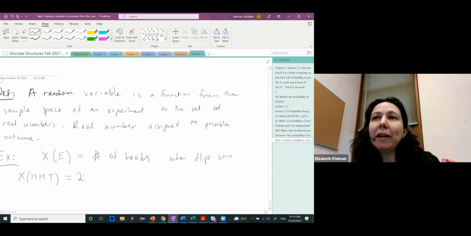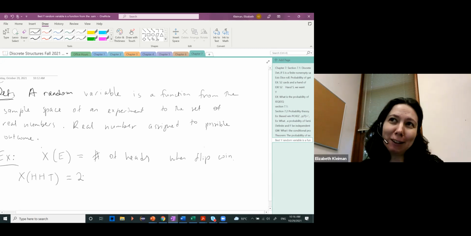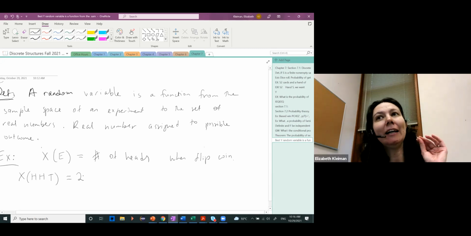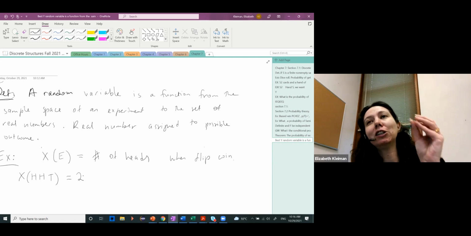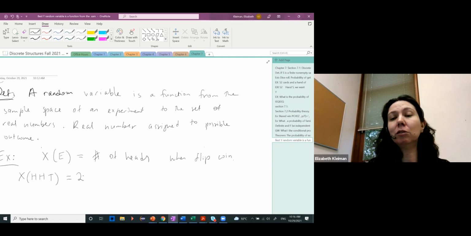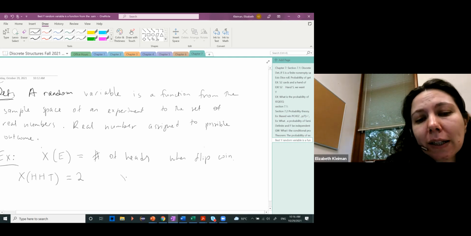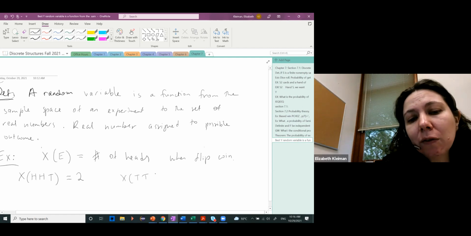Now, a random variable can be used to calculate different probabilities and so on. But by itself, a random variable is just a function. It's not a probability. You just need to understand what this function is calculating, and then you can do it. So what is the value of the next one?